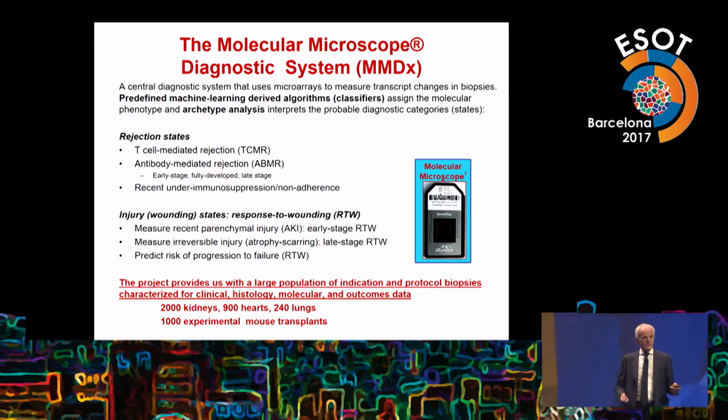I'd like also to point out that we've got a lot of experimental mouse transplants, and a lot of the background conclusions that we have characterizing the biology comes from those, including knockout mice.